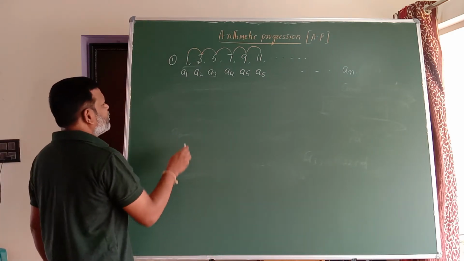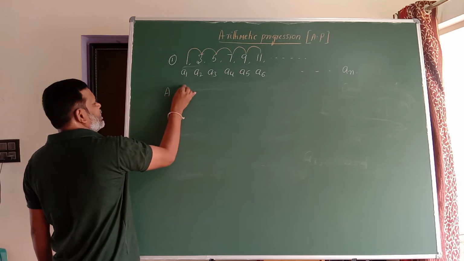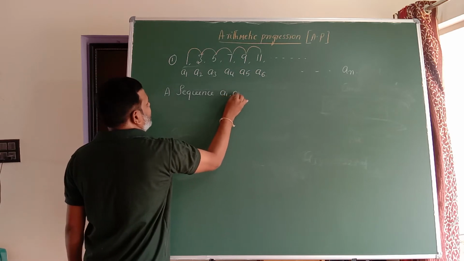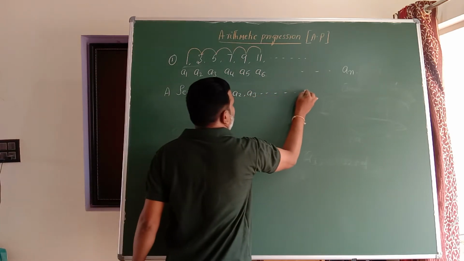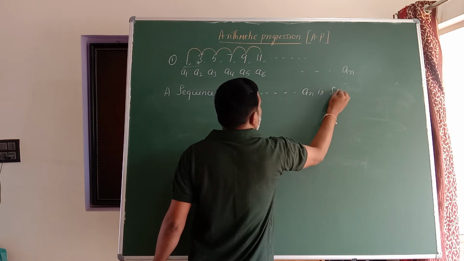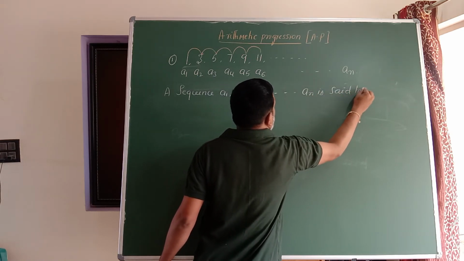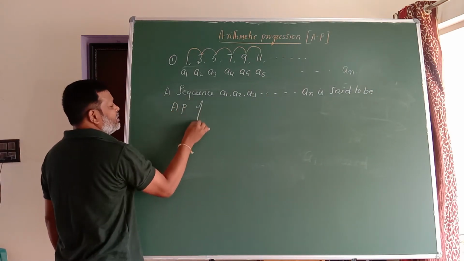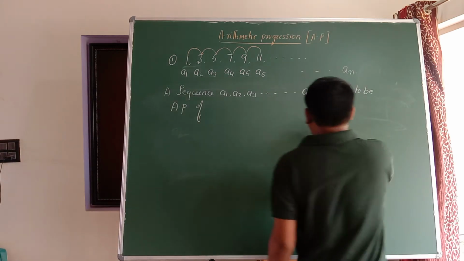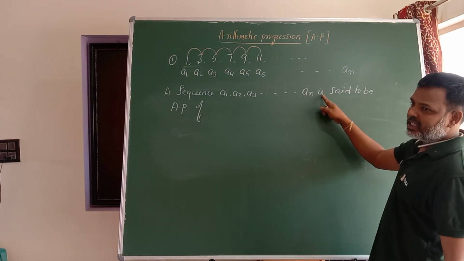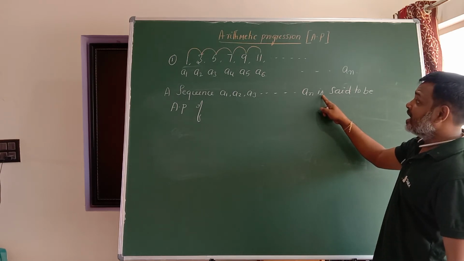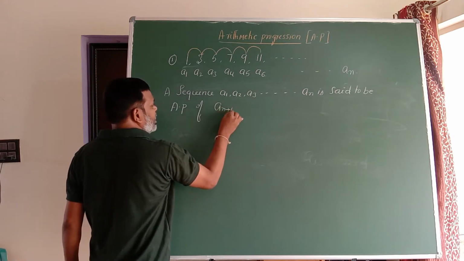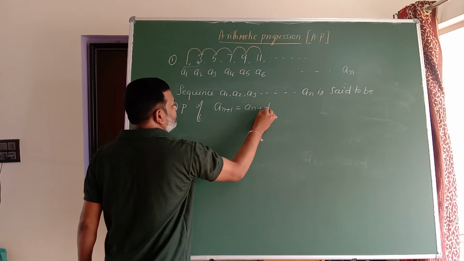Got my point? Okay, now a sequence A1, A2, A3, and so on up to AN is said to be an arithmetic progression, simply I can write it as AP. If here up to AN we have, what is the next term? AN plus 1. The next term is obtained by adding D to the last term. That means AN plus 1 is given by AN plus D.